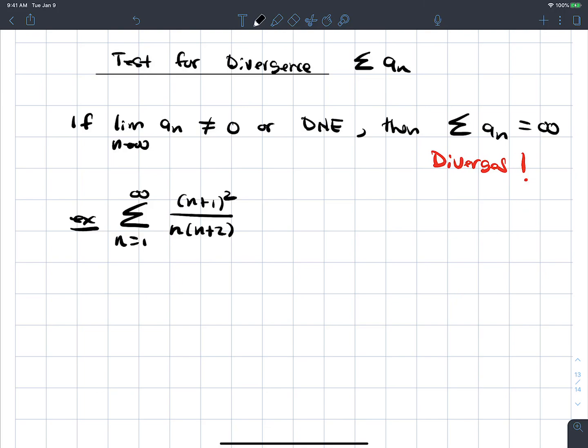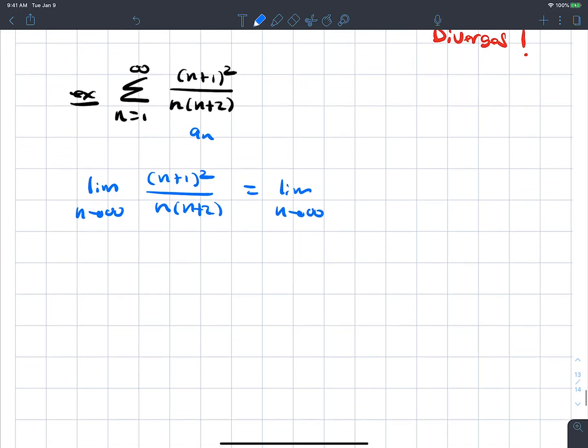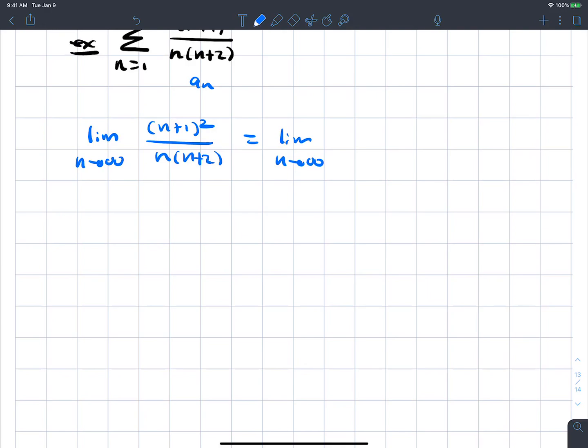Now, here's what I'm going to say. We're going to try to use this test for divergence. In other words, here's my a_n. So I want to look at the limit here of a_n, (n plus 1) squared over n times (n plus 2). When I look at this limit, I'm going to use algebra. I'm going to FOIL the numerator. So I get n squared plus 2n plus 1 over n squared plus 2n.